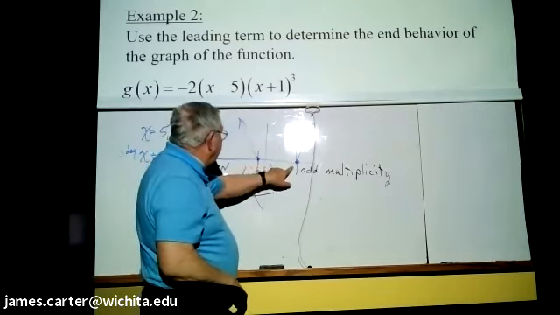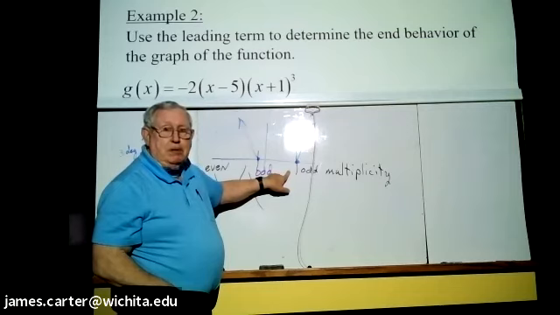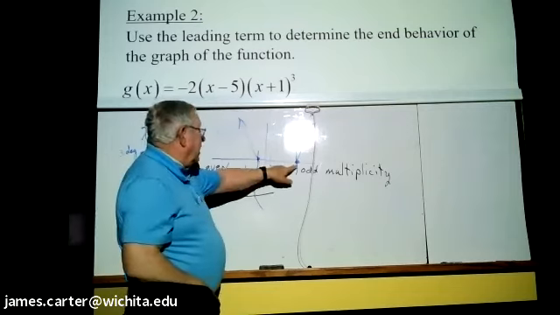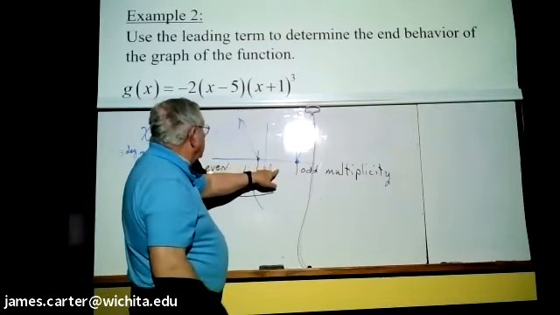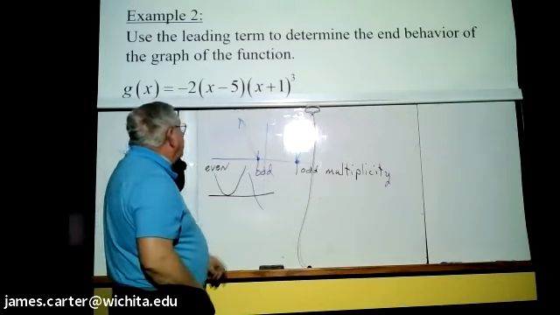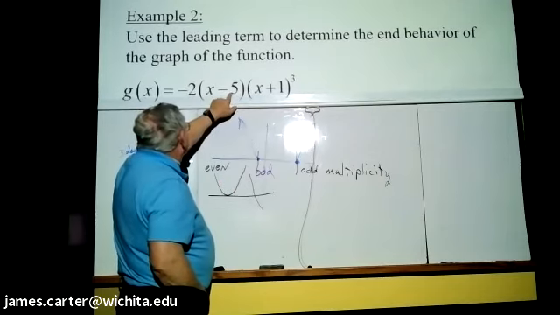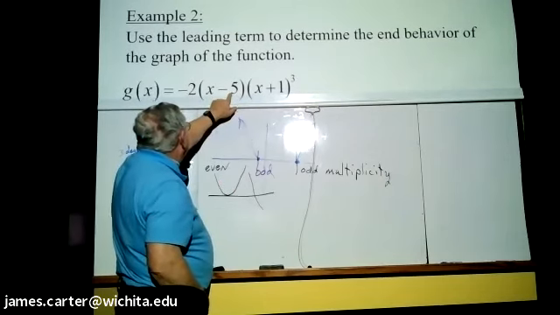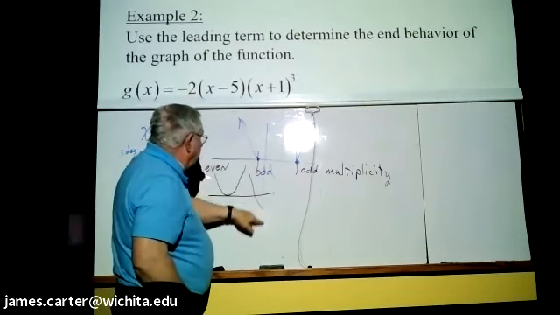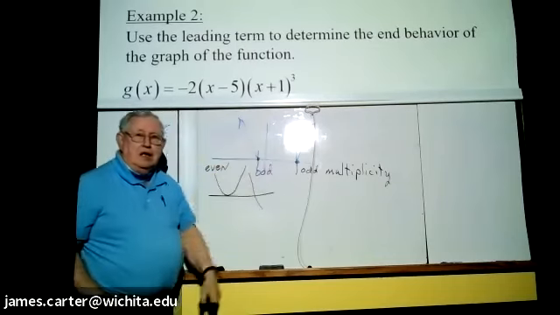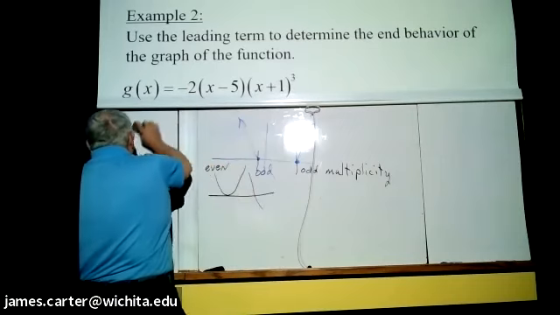Now, how do we get this stuff between here and here? We need to do an XY axis and plot points, okay? And there's no easy way around it. The only other thing we could do is we could find out the Y intercept. 1 cubed is 1 times negative 5 times negative 2. And that would give us 1 point on this to give us an idea how far this goes down before it starts jumping. But we'll talk about that more on Monday.